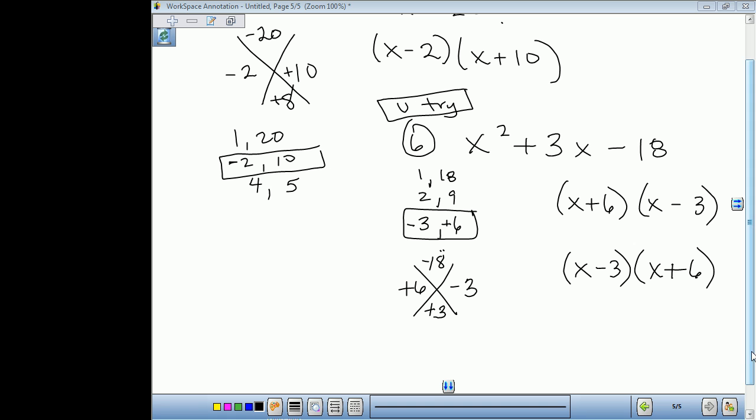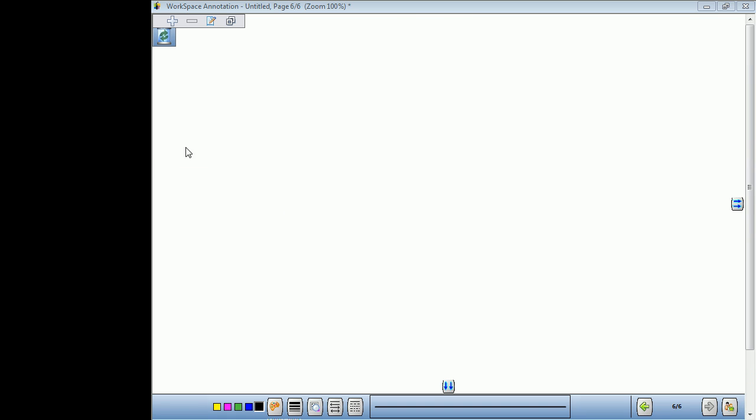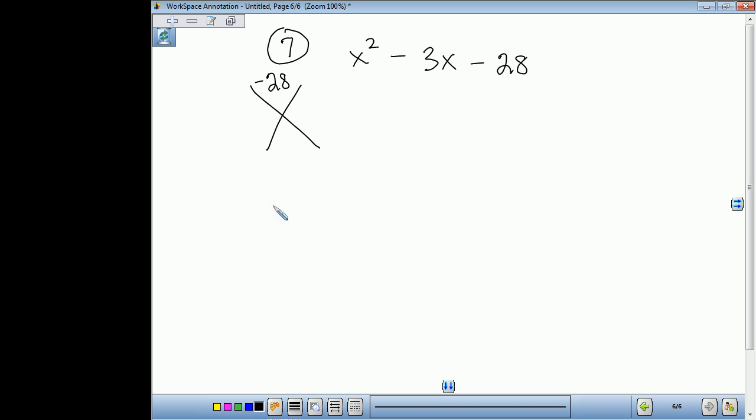Okay, let's look at the last possibility when we have different signs. We could have this. This is number 7. A negative middle term with a negative constant. Okay, so this time we want to multiply them and get a negative, so we know they're going to be opposite signs, and we want to add to get a negative.